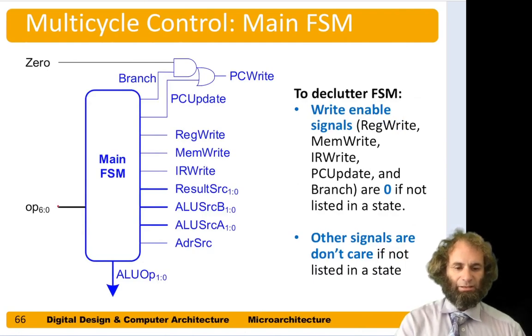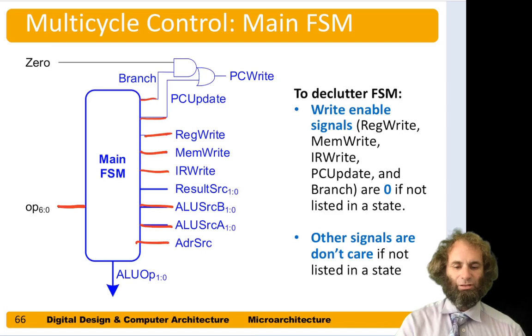So again, it's taking the 7-bit op and it's putting out the write enables. So that would be reg write and mem write, just like before. Also IR write to tell us it's time to update the instruction register. And the things to change the program counter, branch and PC update. It also puts out the same control signals to the multiplexers, ALU source A and ALU source B. Now there's a little bit more to choose from, so these are each 2-bit control signals.